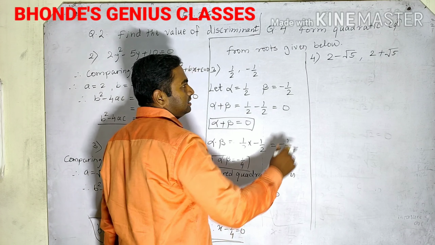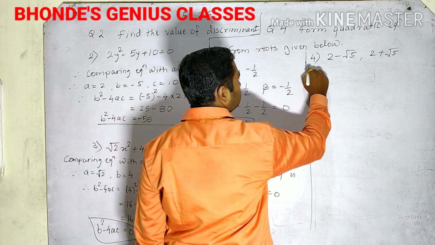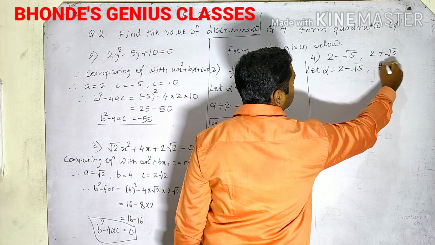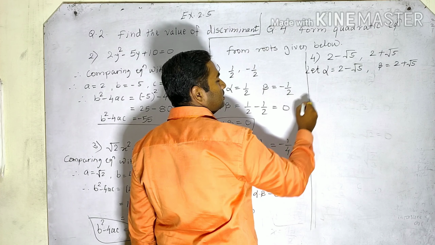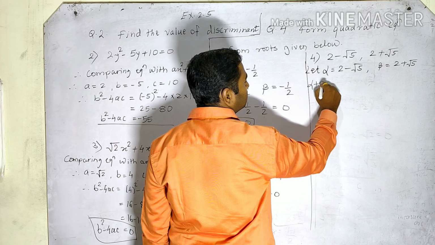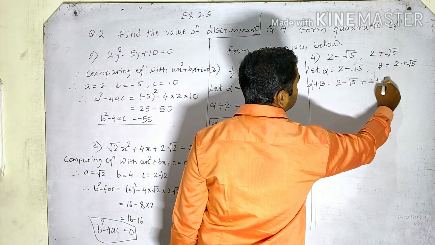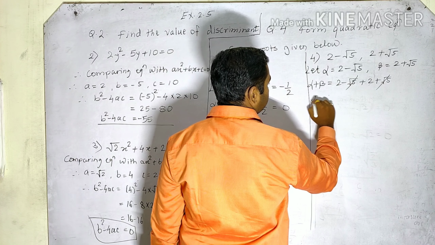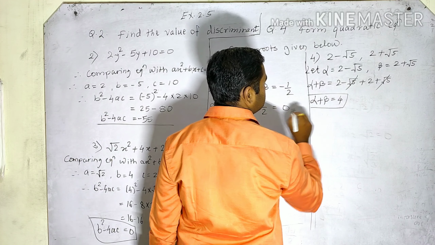Now we see the next example, that is the fourth number example, 2 minus root 5 and 2 plus root 5. So let us consider them. Alpha is equal to 2 minus root 5 and beta is equal to 2 plus root 5. Now we find out the alpha plus beta's value. So it is 2 minus root 5 plus 2 plus root 5. See, minus root 5 plus root 5 get cancelled. So alpha plus beta's value becomes 2 plus 2, that is 4.